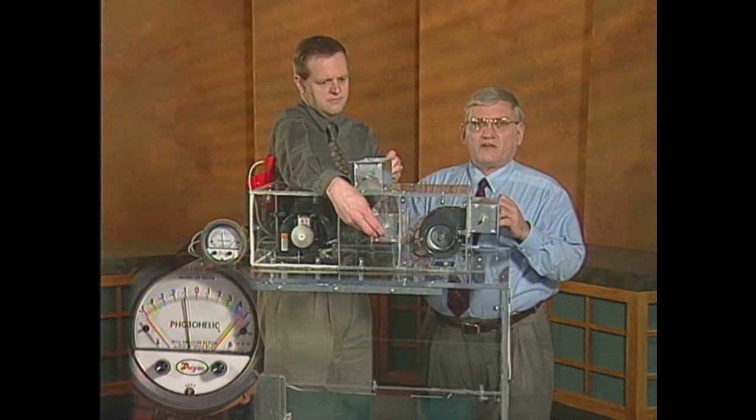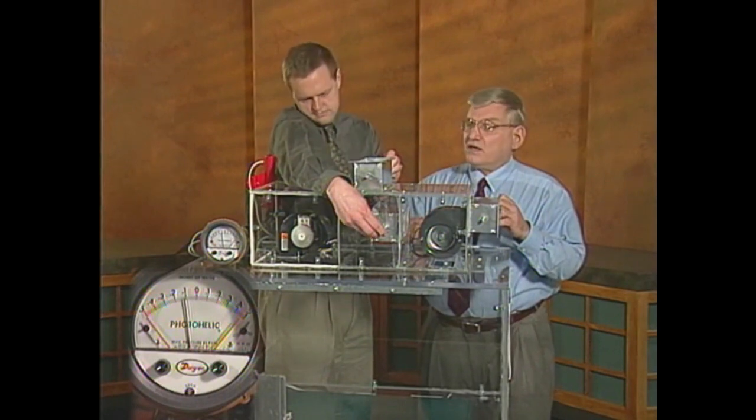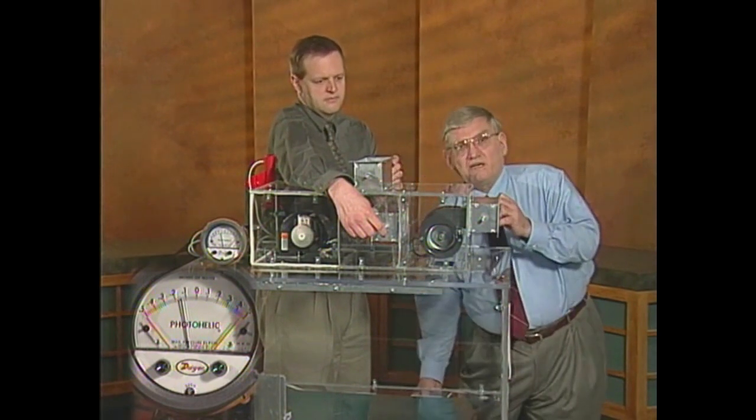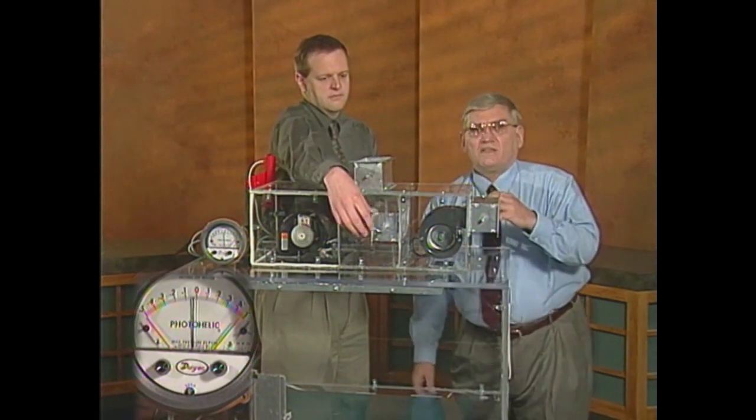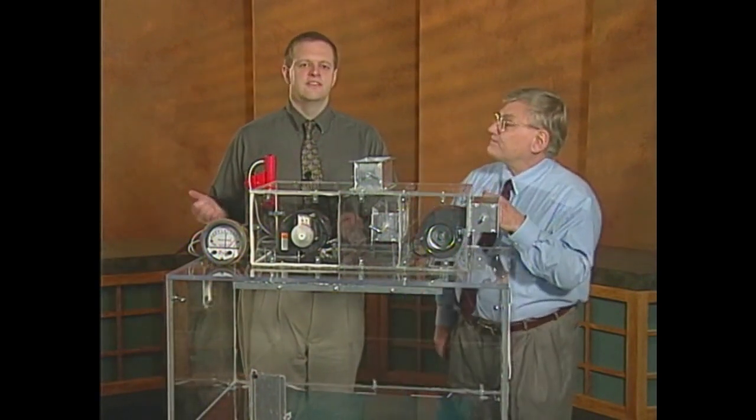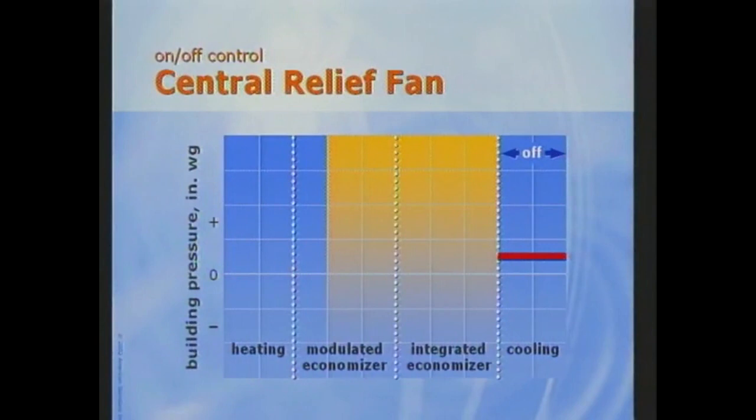As the outside air continues to be reduced, space pressure will go further negative until we simply turn the central relief fan off. John? Let's look at the 4 system operating modes again. During the cooling mode, the relief fan is off and the building naturally relieves. In the integrated economizer mode, the system brings in 100% outdoor air for free cooling. The relief fan turns on to prevent the building pressure from becoming overly positive.